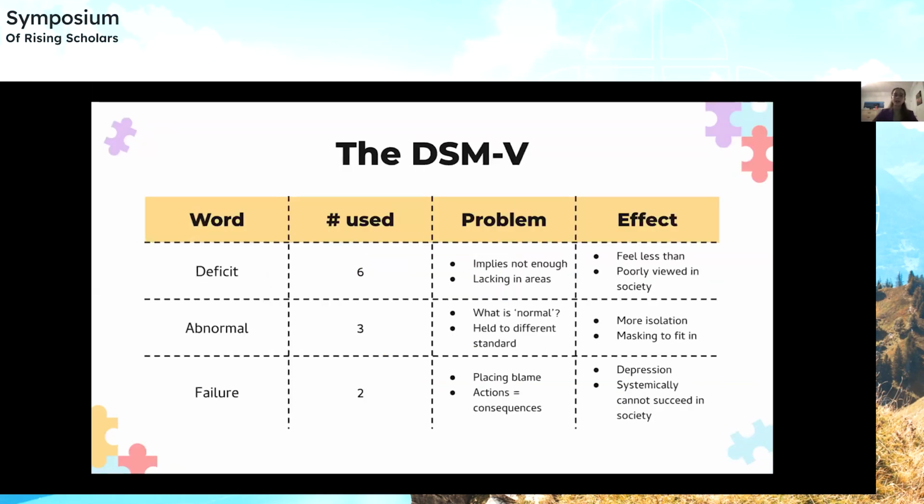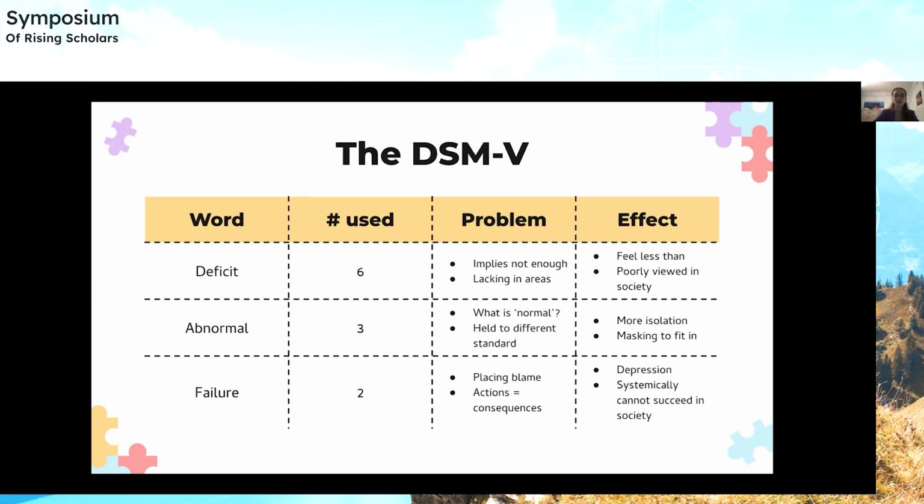Now I'd like to discuss some of the verbiage used in the Diagnostic and Statistical Manual. The Diagnostic and Statistical Manual is a very important manual to the autistic population because it outlines exactly how they can get diagnosed. And these words, deficit, abnormal, and failure, appear more than once in this manual. I find that these words are extremely harmful to the self-image of the autistic community.